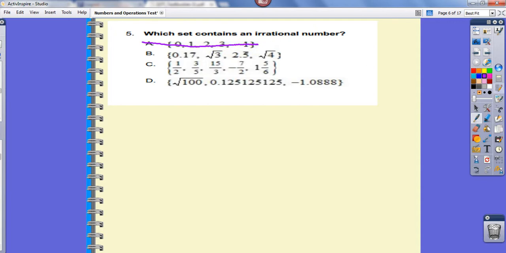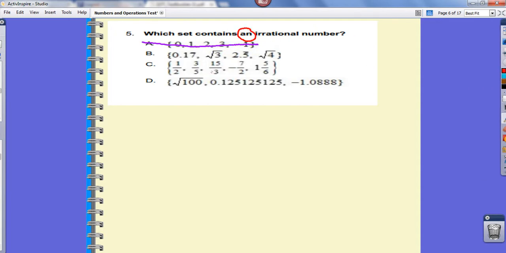Now remember the question. Pay close attention. It says an irrational number. It doesn't say they all have to be irrational. Just one number in the set will make the whole thing, of course, what they're looking for. So you've got 0.17. Okay, that's a decimal, but it terminates. It's done. So I know that is going to be rational.